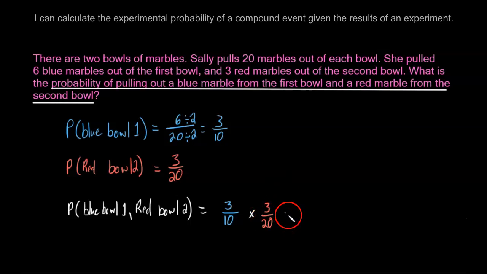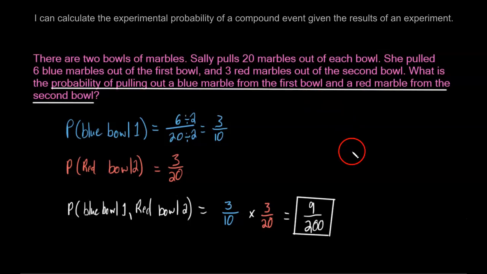Now we just multiply straight across. So 3 times 3 would give us 9 over 10 times 20, 9 out of 200. And because we reduced this beforehand, these are both in simplest form. So this right here is going to be our answer. This is going to be our probability in simplest form that we pull a blue marble from bowl 1 and a red marble from bowl number 2.